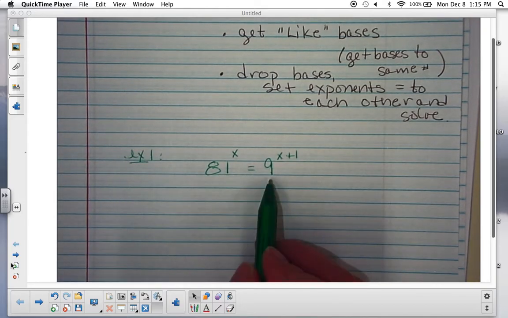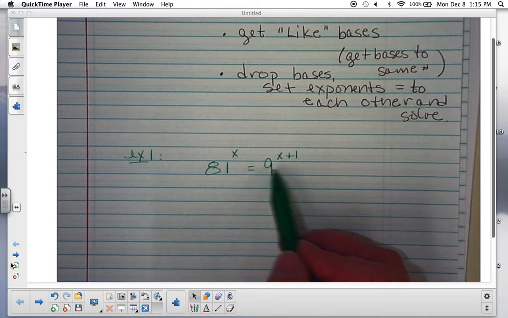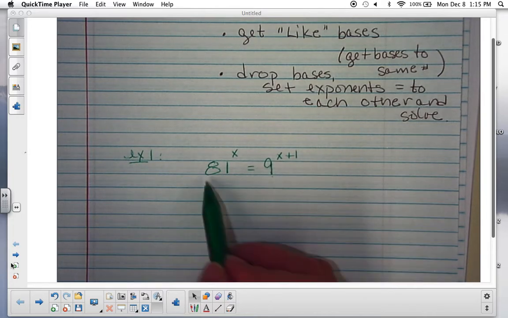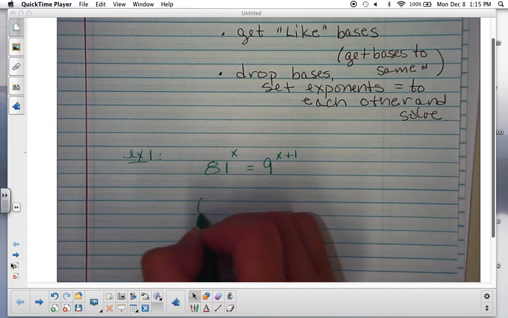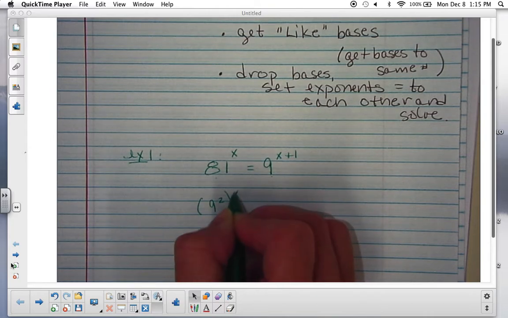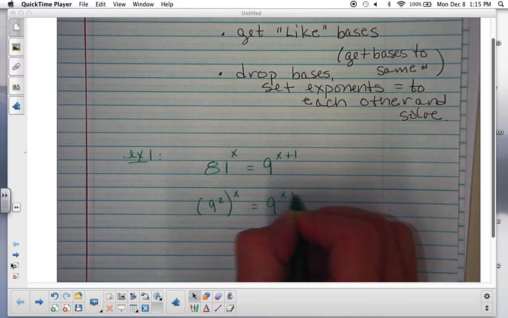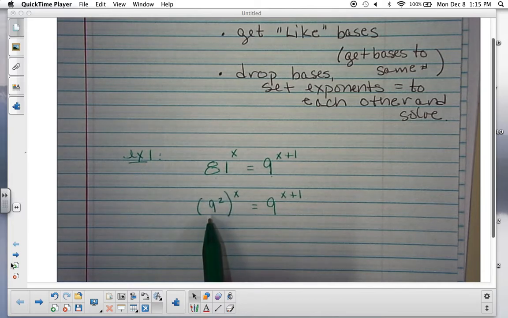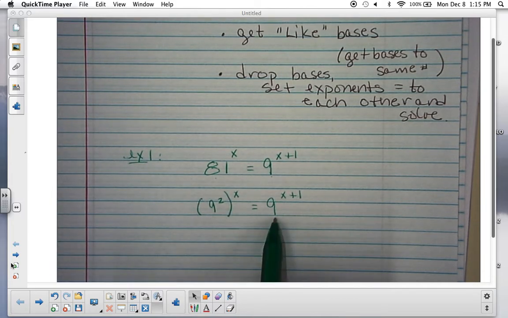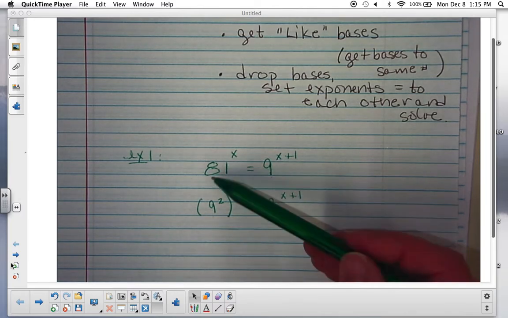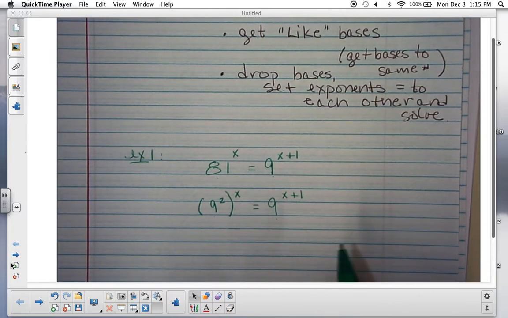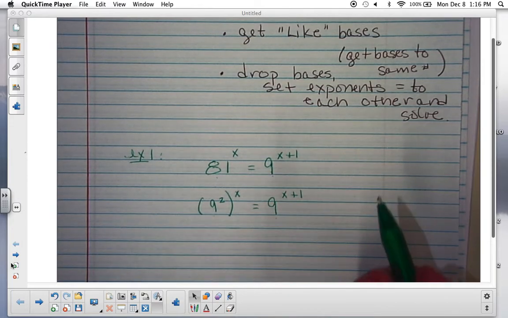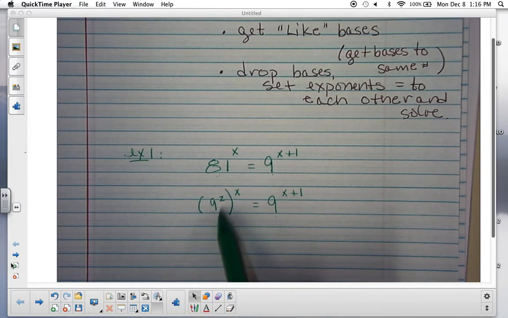I want like bases. I can't randomly change this 9 and make it 81 because it's a 9, but I can rewrite 81 with a base of 9. 81 is the same, of course, as 9 squared. So all you're doing is replacing the 81 with something that equals 81, but now has that same base. This will always be the case, well, not always, but I'll say 99% of the time, that you're coming down to a lower number, you're not going to go up to a bigger number because this is a 9. I can't change 9, but I can change 81 and rewrite it.